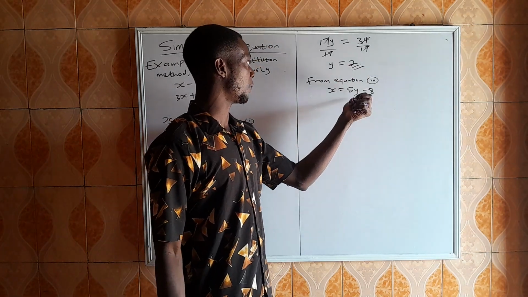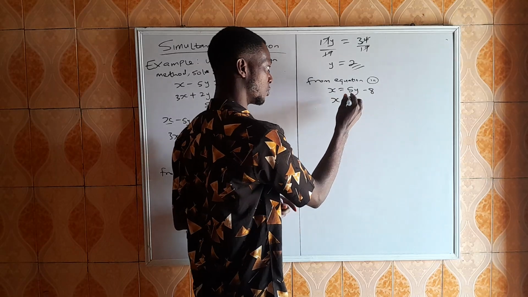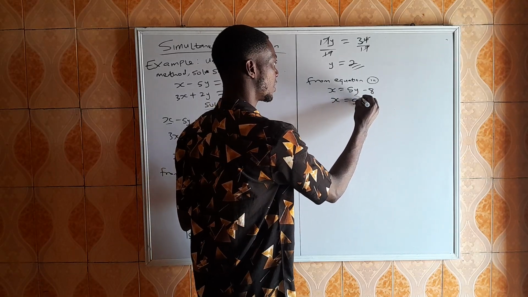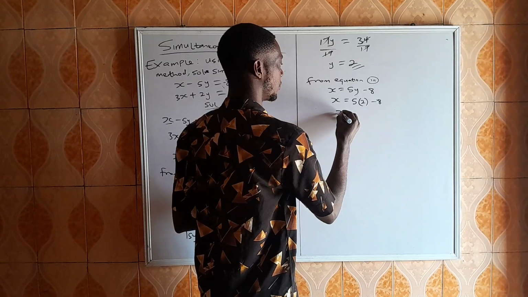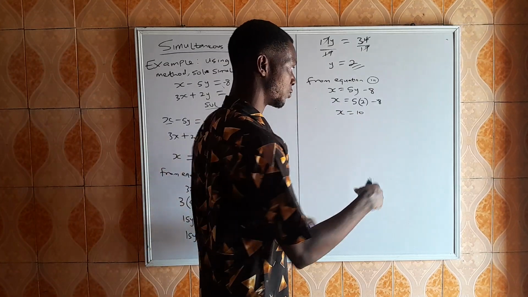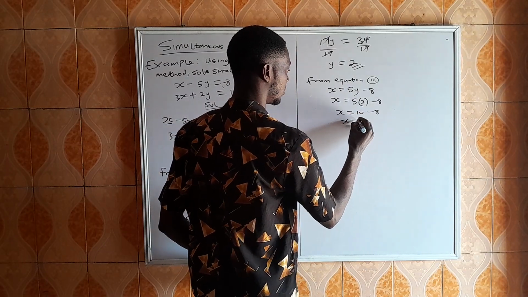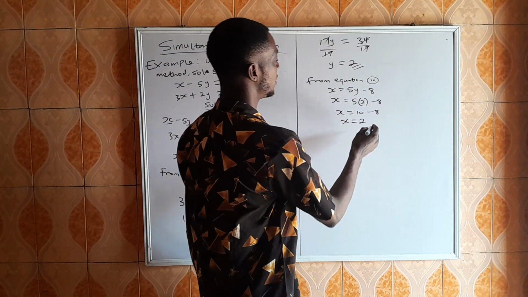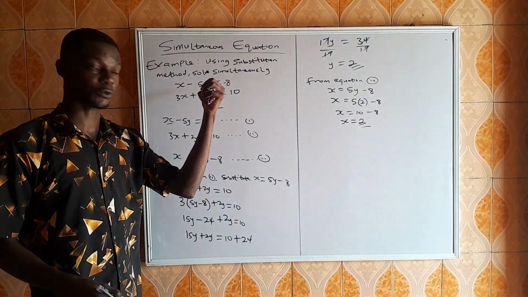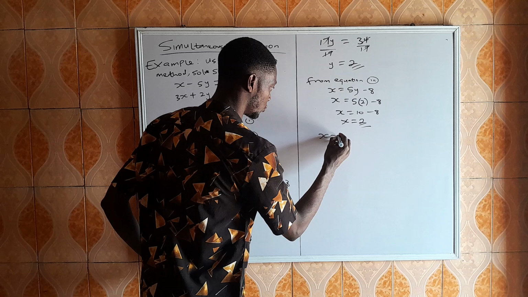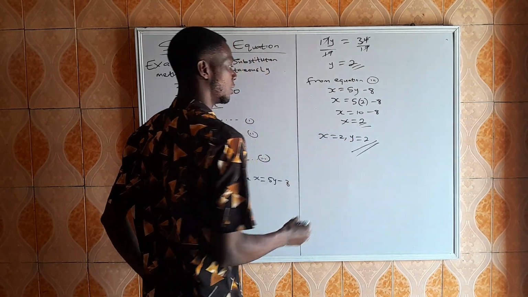We already know our y equals 2. So when we substitute y equals 2 in this equation, it becomes s equals 5 times 2, minus 8. 5 multiplied by 2 is 10, so 10 minus 8, and s equals 2. That means the values of s and y that satisfy these equations are s equals 2 and y equals 2.